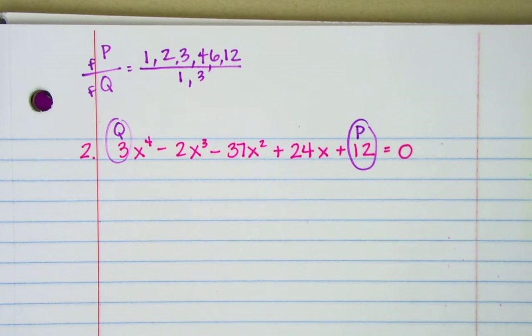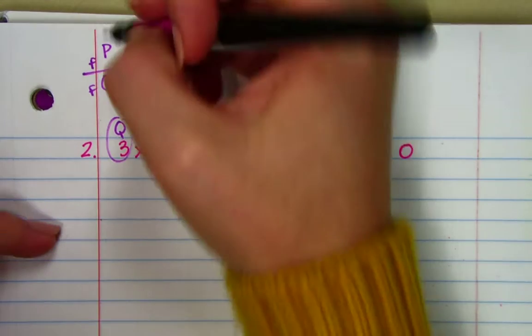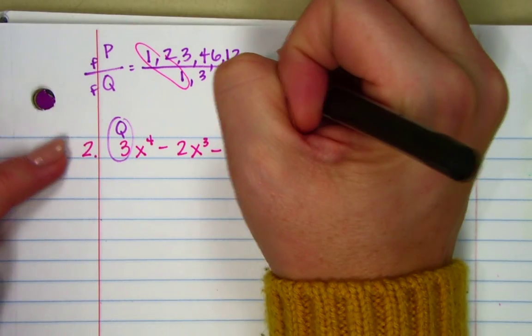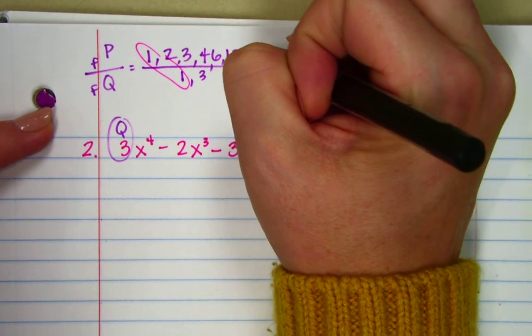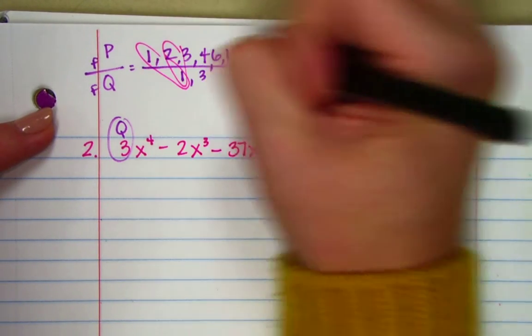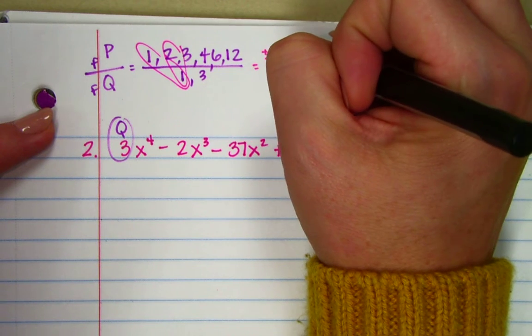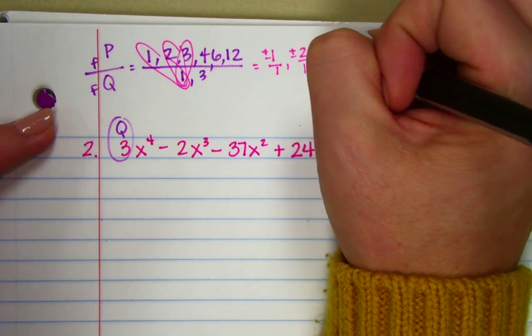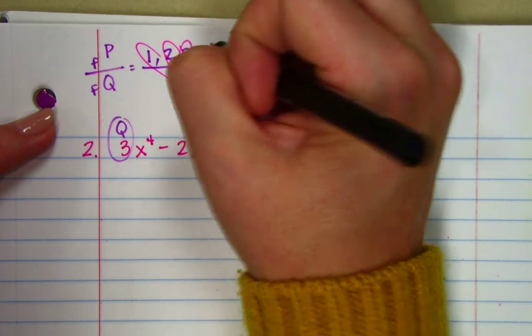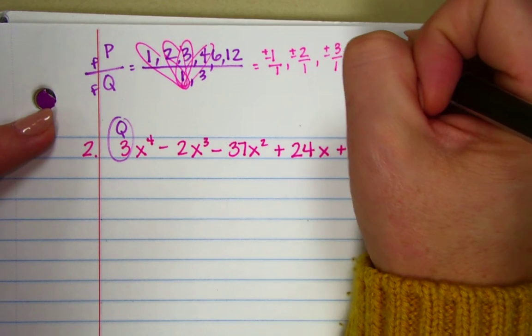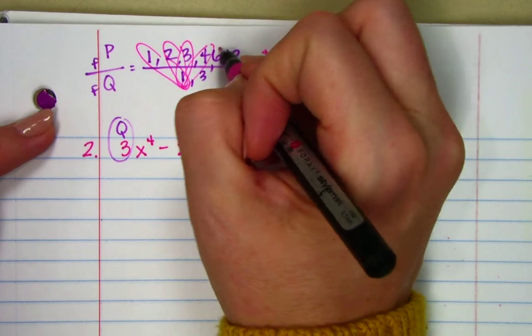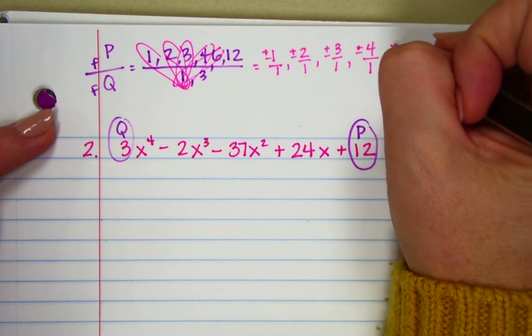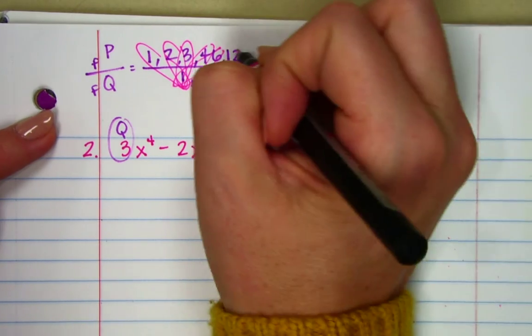Okay, so starts off pretty easy. 1 over 1. Right, plus or minus 1 over 1. 2 over 1. 3 over 1. 4 over 1. 6 over 1. And 12 over 1.